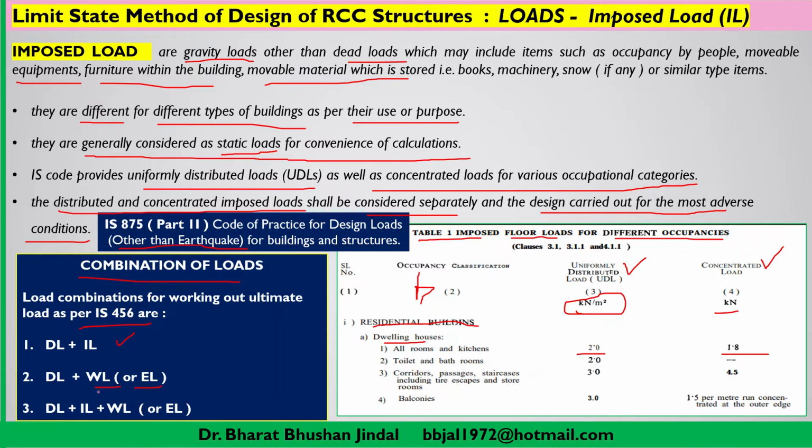It is very much sure from past experience that whenever wind is blowing with a high velocity, the possibility of earthquake is negligible. So both types of loads need not be considered simultaneously. Either you can consider wind load or you can consider earthquake load. The third type of combination of load is dead load plus imposed load plus wind load. So when you are going to do the calculation for various types of combination, whatever be the adverse type of load, or you can say the highest value of the load, that will be considered for the design purpose.